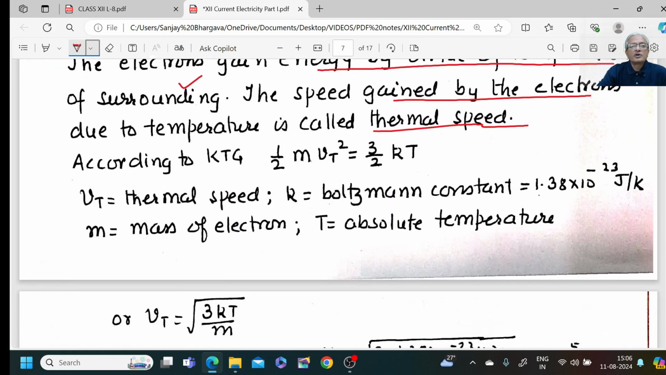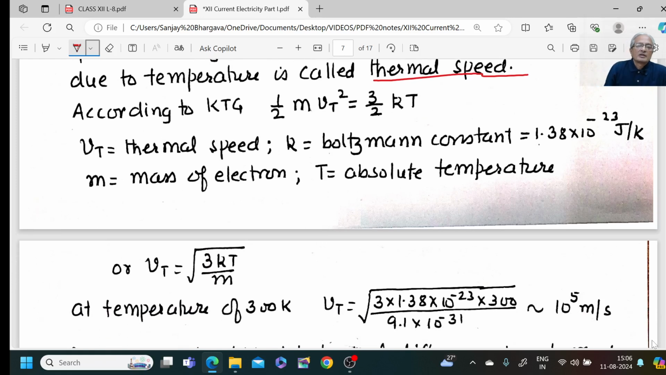According to the kinetic theory of gases, the kinetic energy half m v square is equal to 3 by 2 kT. So what does Vt represent? The thermal speed, that is the speed acquired by the electrons by virtue of temperature. K is called the Boltzmann constant, which has the value 1.38 into 10 raised to the power minus 23 joule per Kelvin. M is the mass of the electron and T is the absolute temperature. So the thermal speed Vt is given by under root 3 kT upon m.